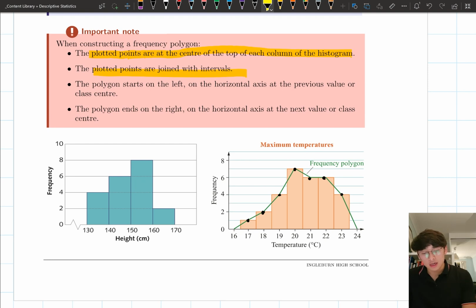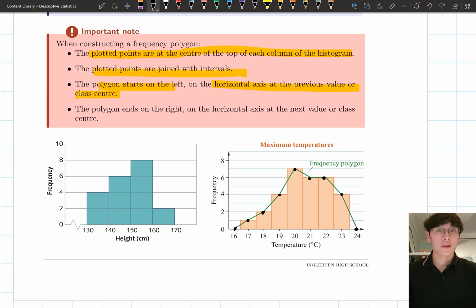And the polygon starts on the left on the horizontal axis at the previous value or class center. So if you have a look here, they started at the previous value and they ended at the next value or class center, which is what the next dot point says. So that's a frequency histogram and a polygon.